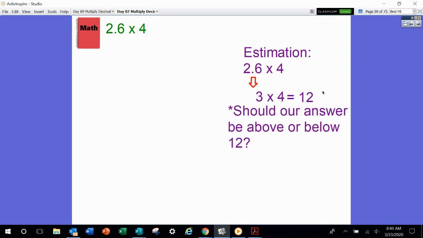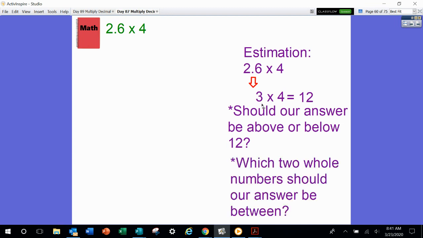Okay. Should my answer be above or below 12? It should be below 12. It should be smaller than 12 because I rounded this number up to 3. Okay. What two numbers should it be between? Well, had I rounded this to 2, 2 times 4 is 8. So 8 and 12 are my little markers that my number should be between.